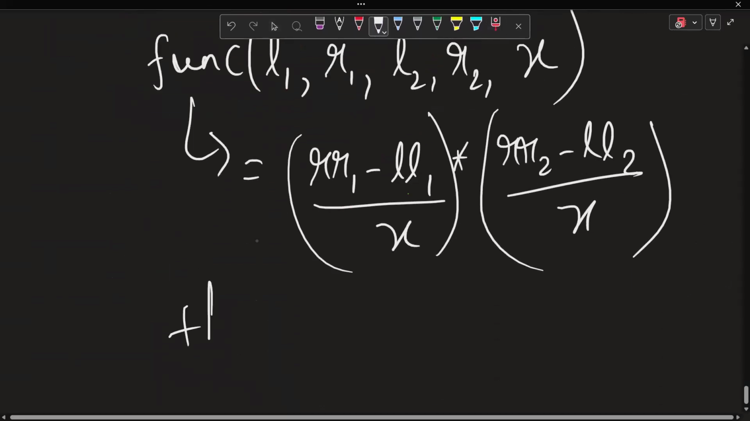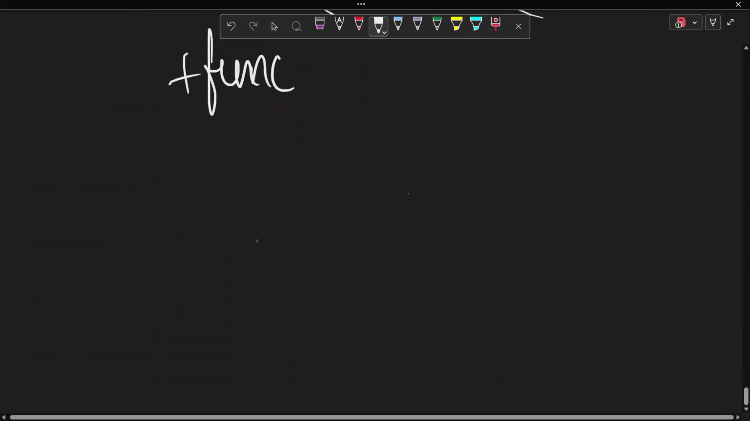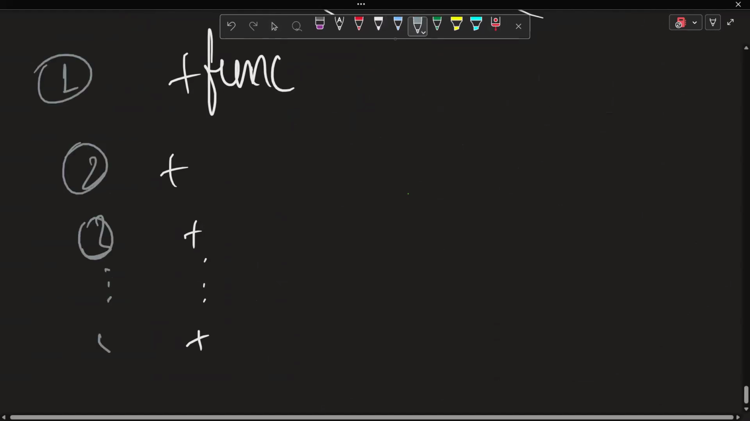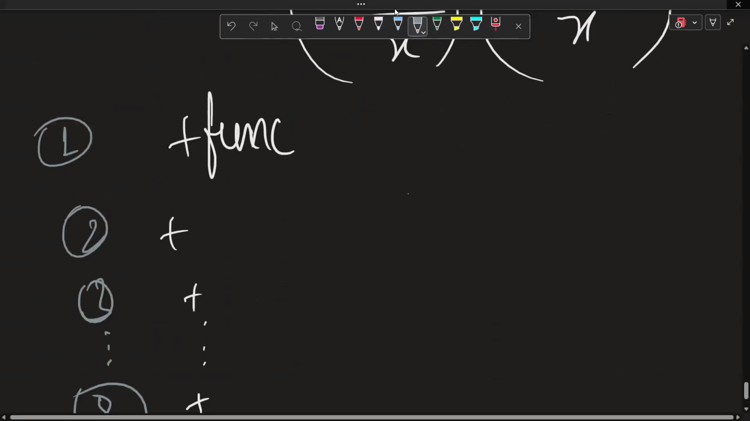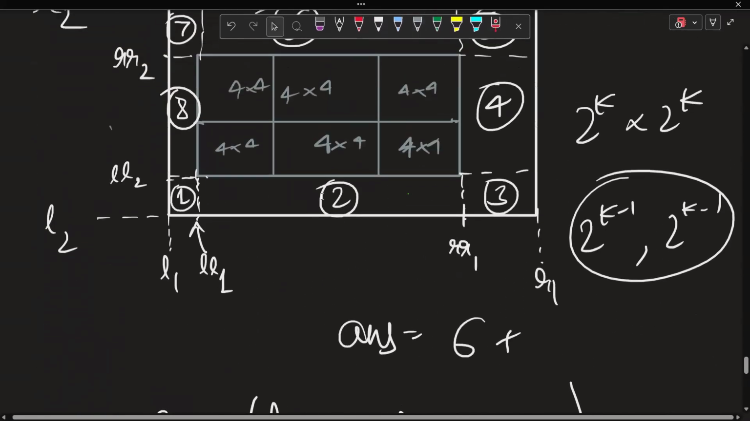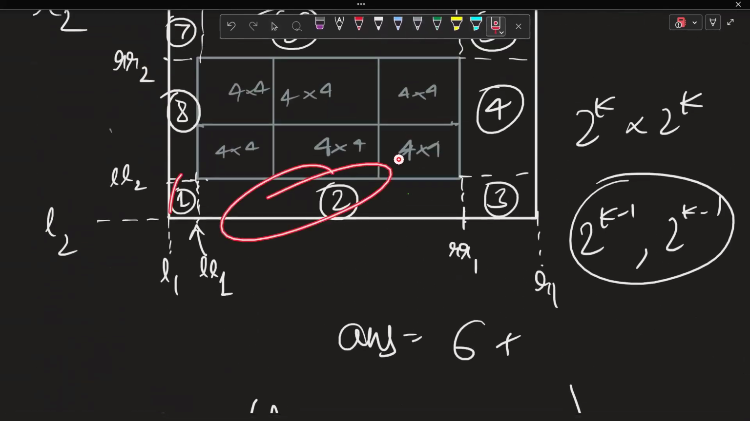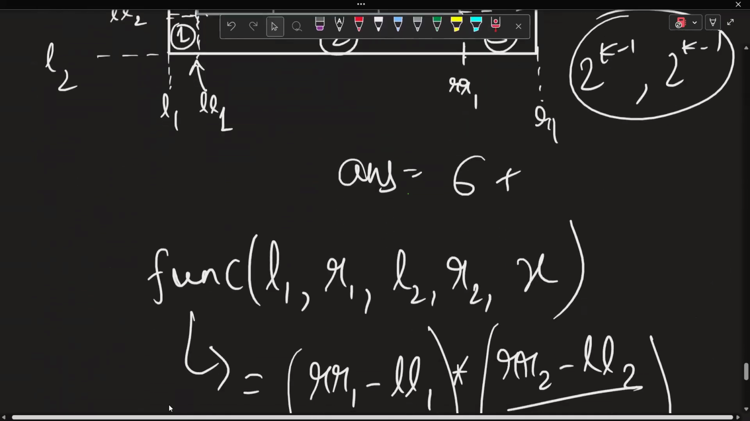Plus you would call this function recursively for 8 of those cases. So for case 1, 2, 3, all the 8 rectangles, you will call this function recursively for all these 8 regions with x by 2.